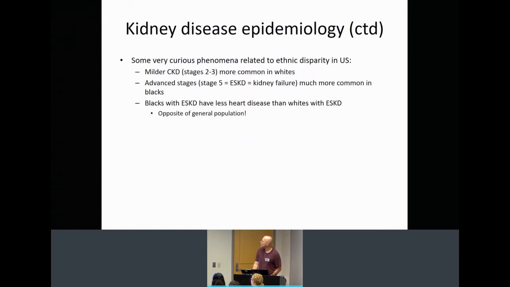And one thing that's really interesting is that if we look at African Americans that have end-stage kidney disease, the prevalence of heart disease is much lower compared to European Americans with end-stage kidney disease. So the conditional probability of heart disease, given you have severe kidney disease, is high in both populations, but is much lower in the African Americans.